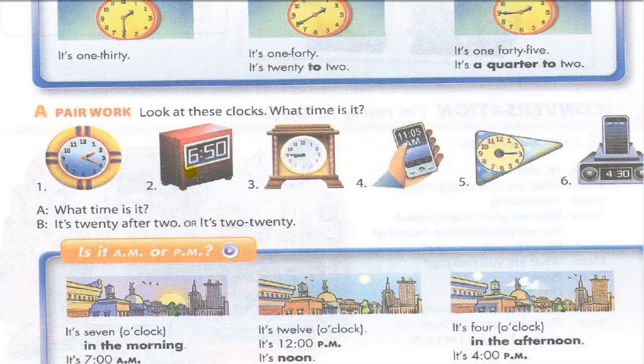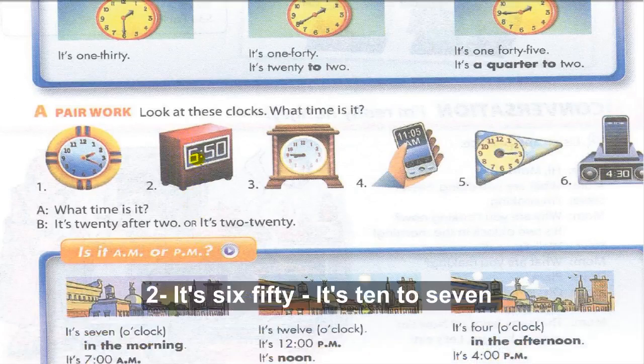Second clock, what time is it? It's 6:50. It's 10 to 7. It's 6:50.